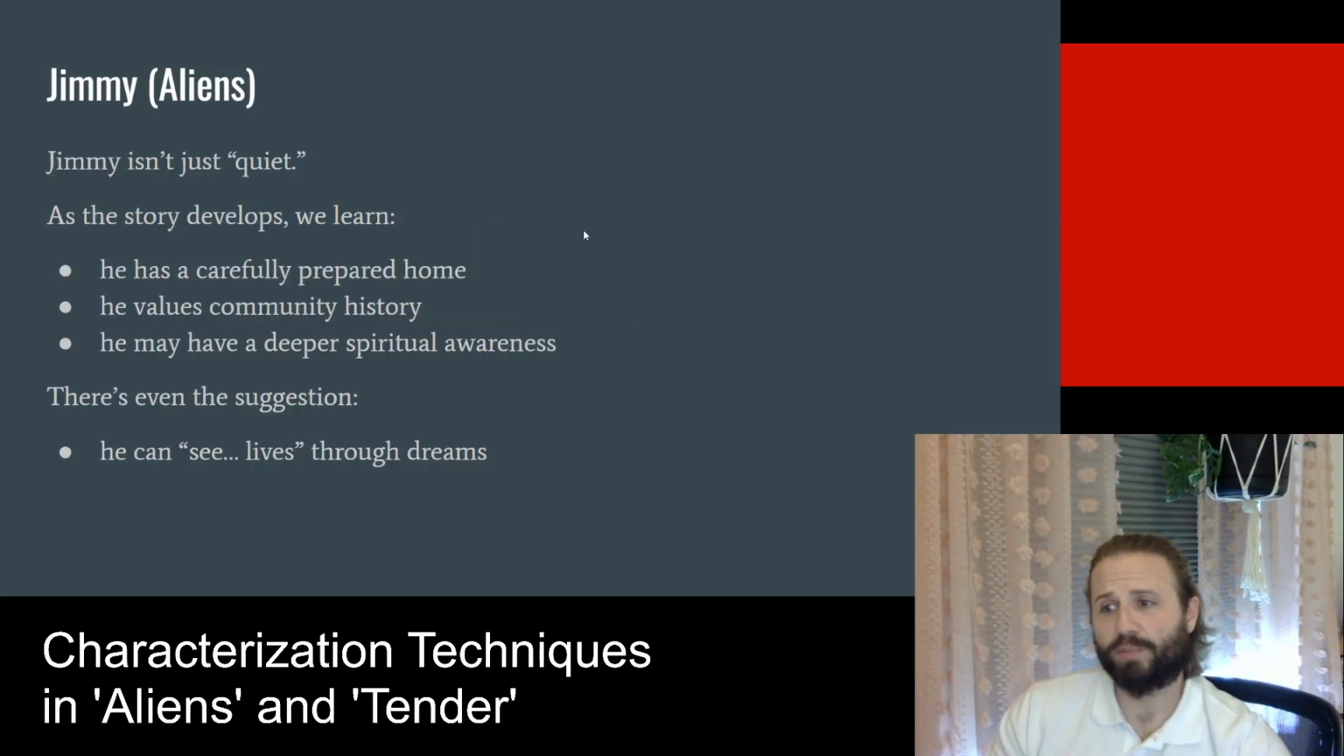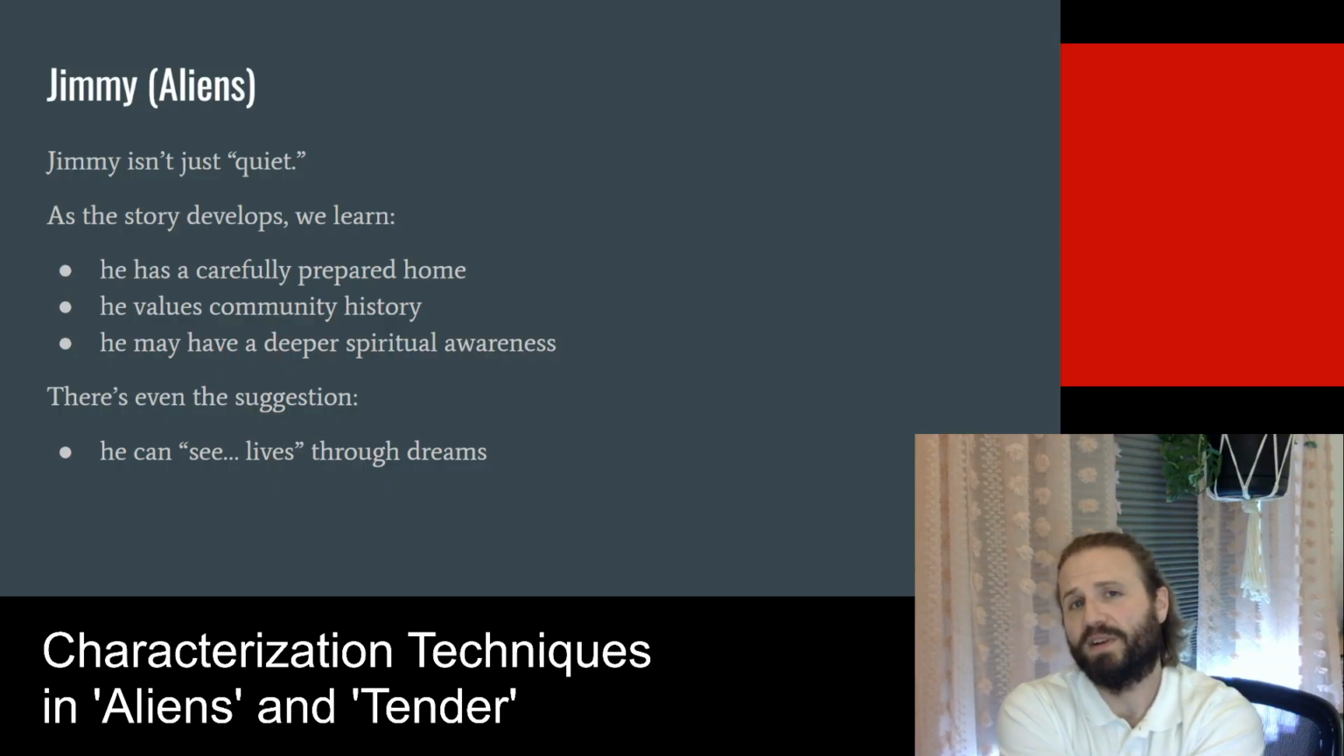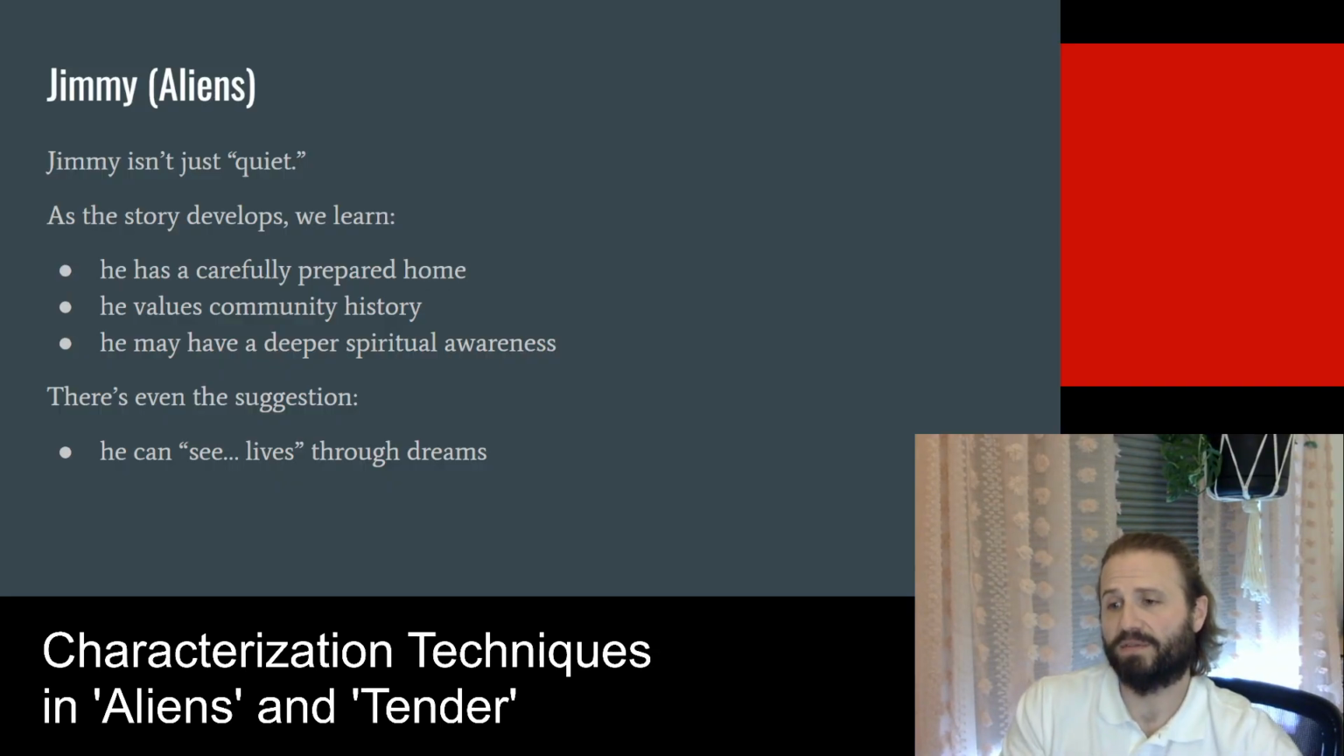Okay? So the character of Jimmy in Aliens, everyone, as we see, we learn that he isn't just a quiet person. He has a home that's very carefully prepared. We find this after the date. He values his community and the history therein. And he has this deep sense of spiritual awareness. And we learn this through actions, behavior, dialogue.